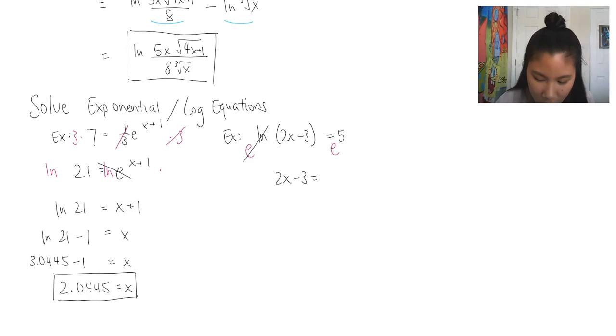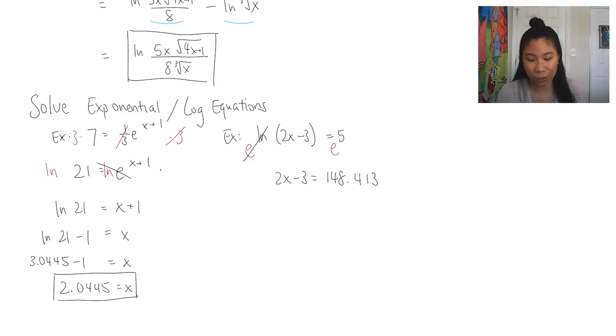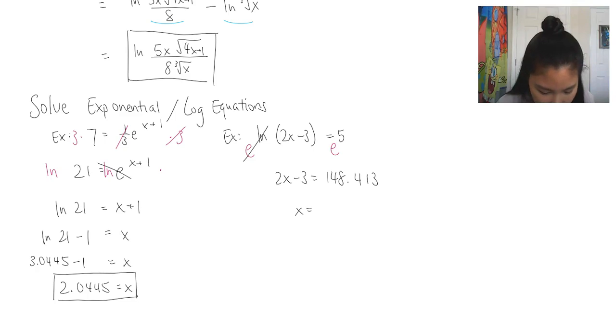And then 2x minus 3 will just equal whatever e to the 5th power is. Looks like it's going to be 148.413. Okay, from here, this is super easy to finish up. Just add 3 to both sides, divide by 2, and we end up with 75.707.